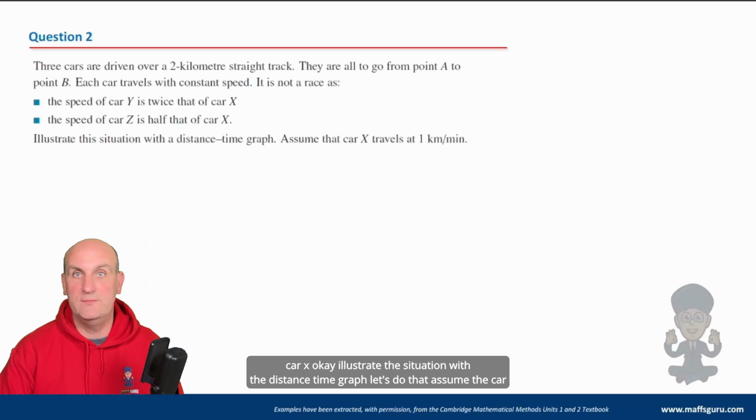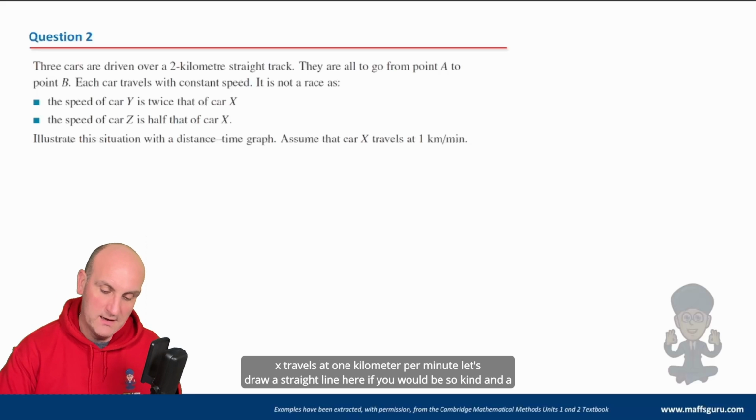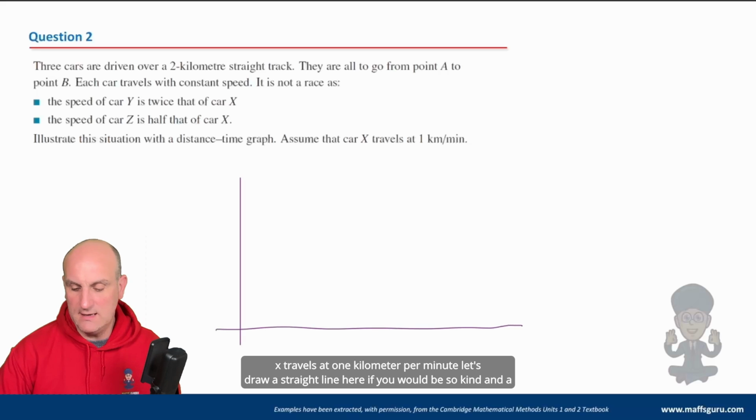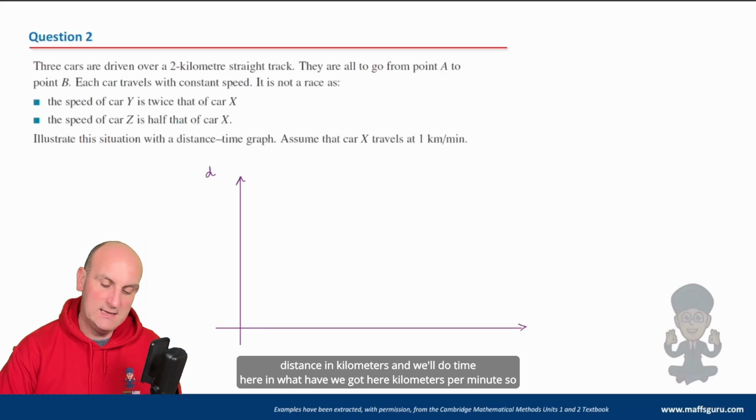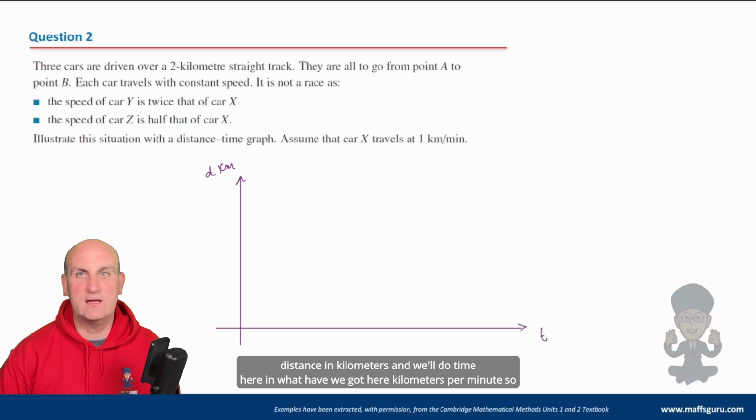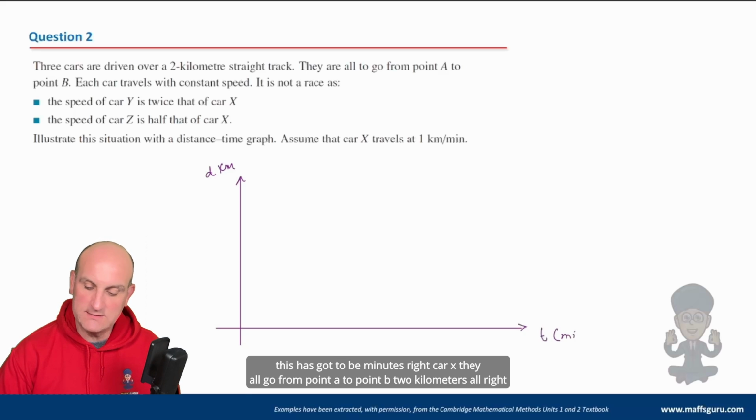Let's do that. Assume the car X travels at 1 kilometer per minute. All right, let's draw a straight line here. If you would be so kind, and a straight line here. There we go. So what do we want? Distance time, so let's call that distance in kilometers, and we'll do time here in, what have we got here? Kilometers per minute, so this has got to be minutes.